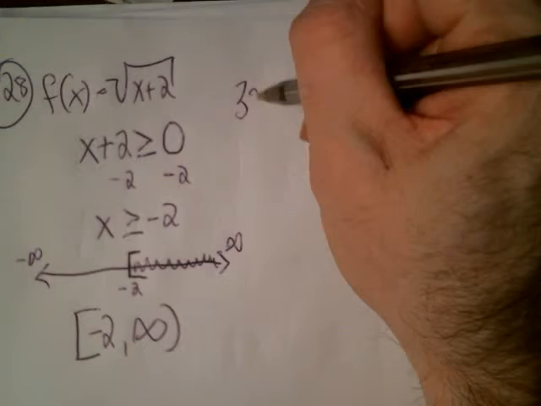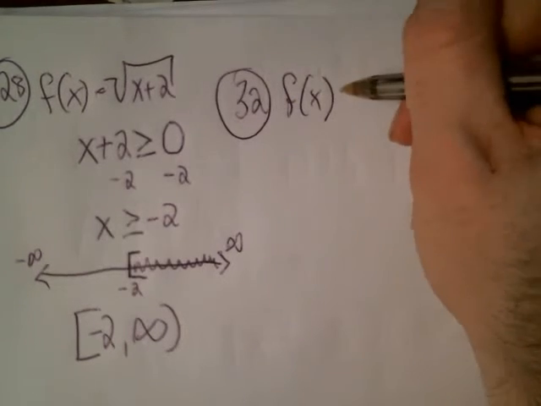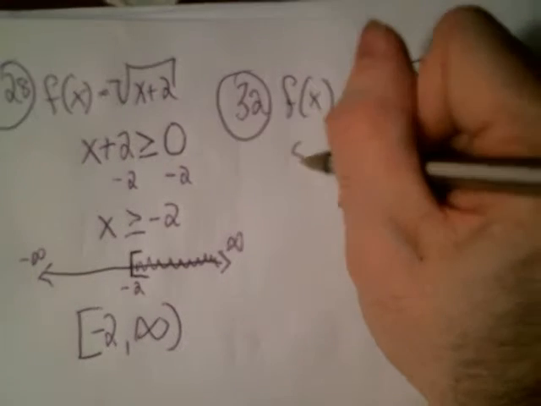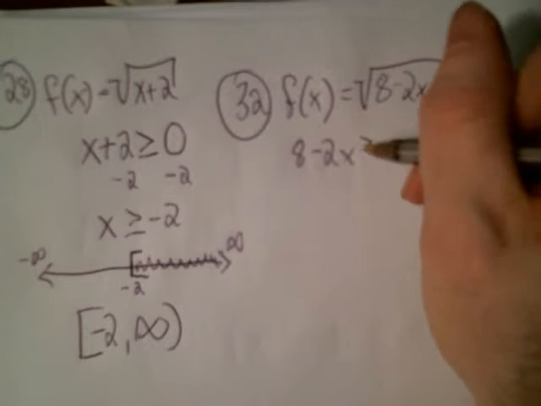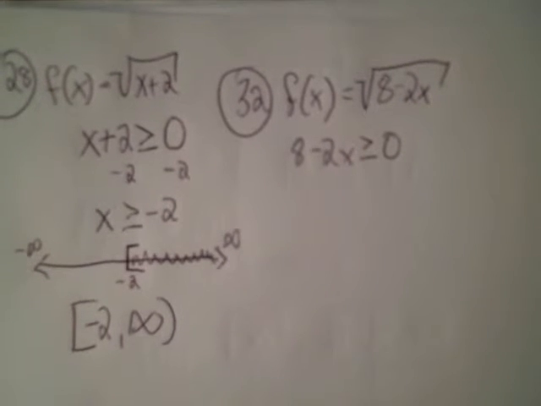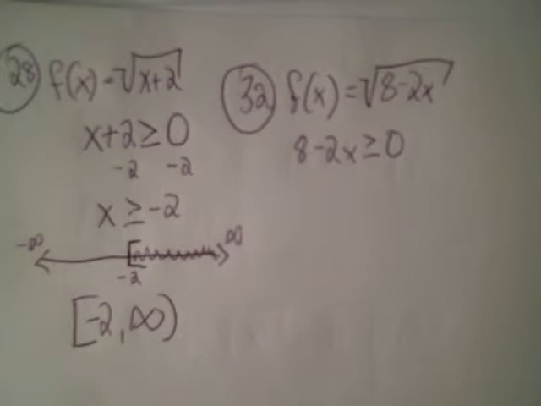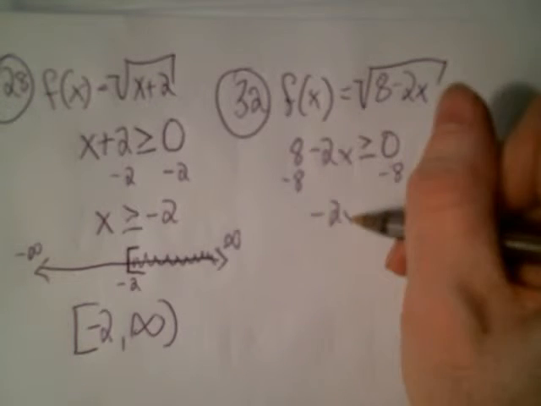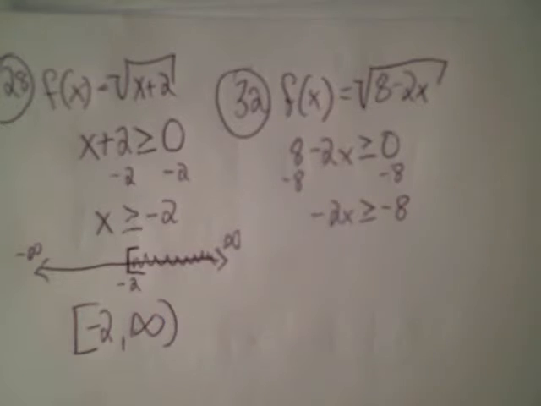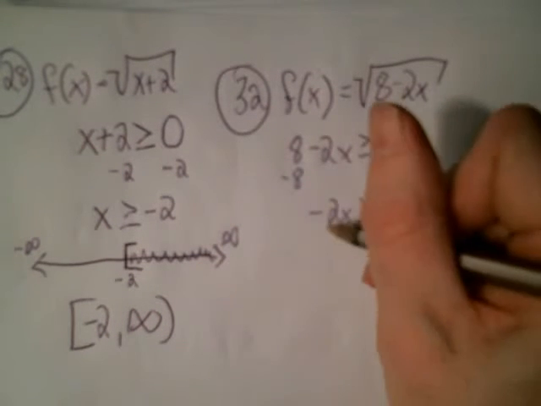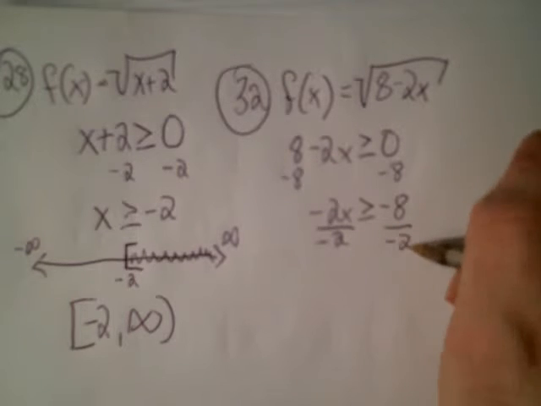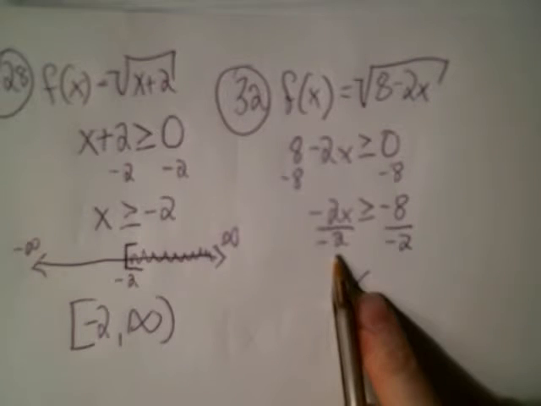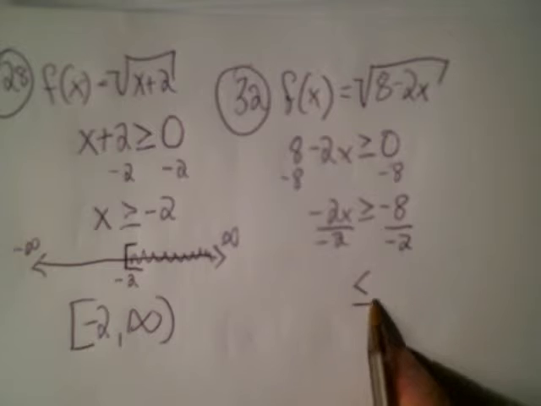Let's look at another. Here's 32. I have f of x equals the square root of 8 minus 2x. And then I'm going to set up my inequality, 8 minus 2x greater than or equal to 0. So move the 8 over. So I have -2x greater than or equal to -8. Divide both sides by -2, and change the direction of the inequality. Whenever you multiply or divide by a negative, you have to change the direction of the inequality.